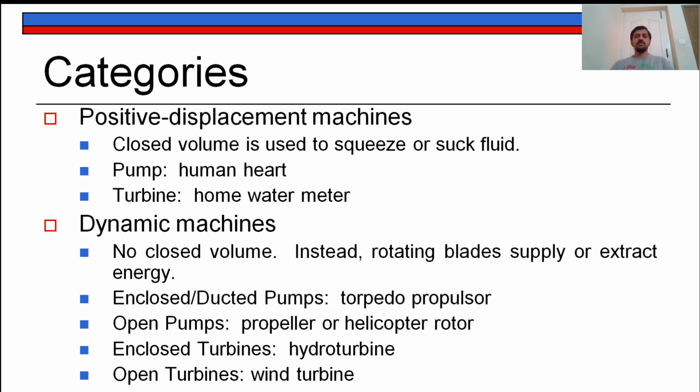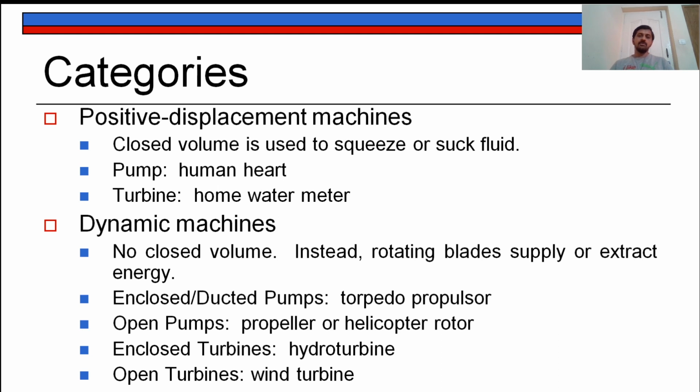Now coming to the classification of pumps or turbines, there are two major classifications: positive displacement machines and dynamic machines. In the case of positive displacement machines, there is a closed volume. A certain volume of the fluid will be displaced from one place to another. The common day-to-day life example for a pump is the human heart. For a turbine, the home water meter.